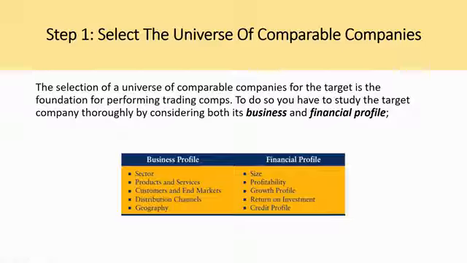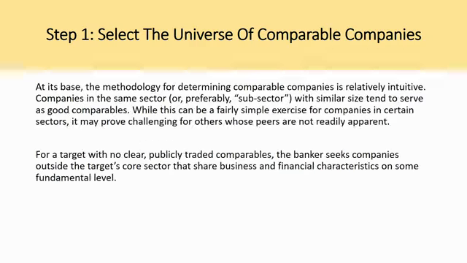At the end of the day, the comparable companies analysis is based 100% on the selection universe. You need to select the right businesses to compare the target to. If you're comparing them to the wrong businesses, then you're going to get the wrong valuation, and therefore you have failed to offer a strong service to your client or whatever you're trying to do. Okay? At its base, the methodology for determining comparable companies is relatively intuitive. Companies in the same sector, or preferably subsector, with similar size tend to serve as good comparables.